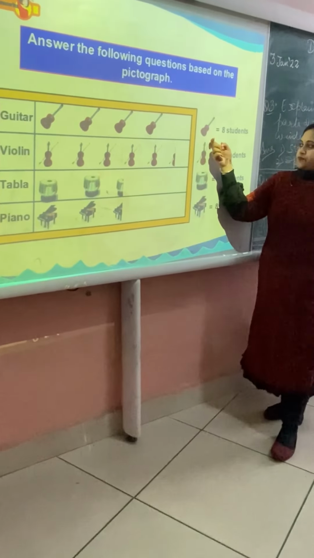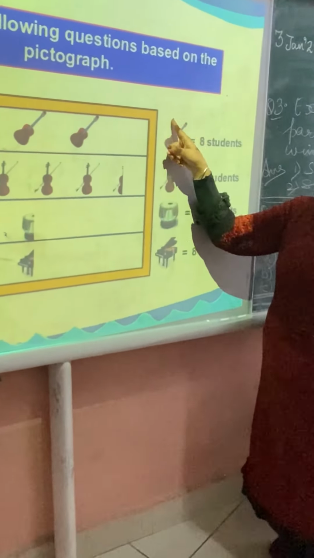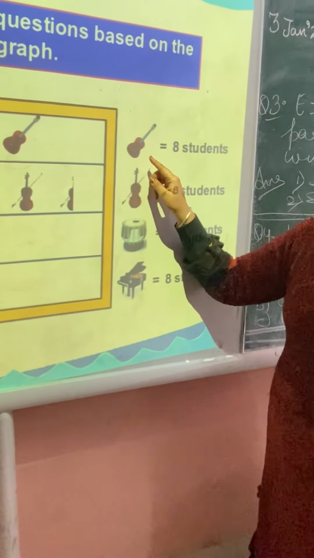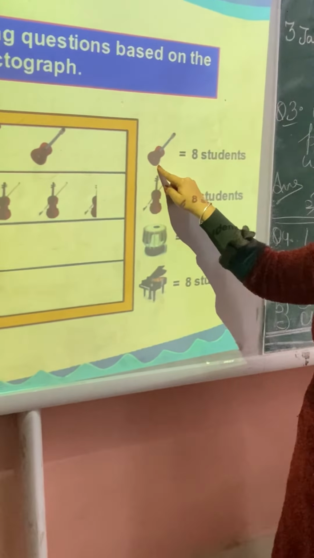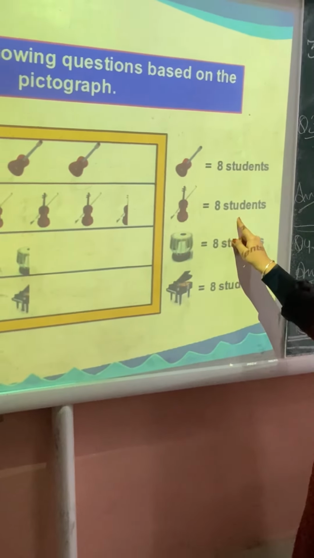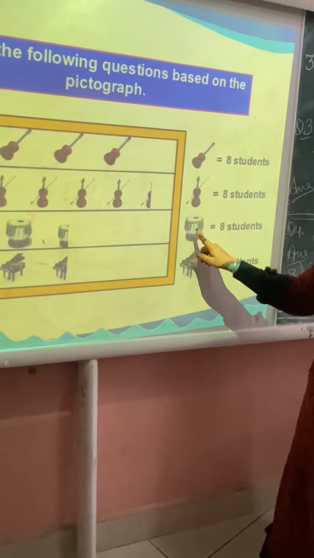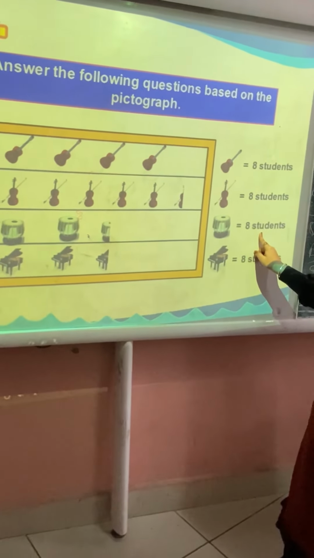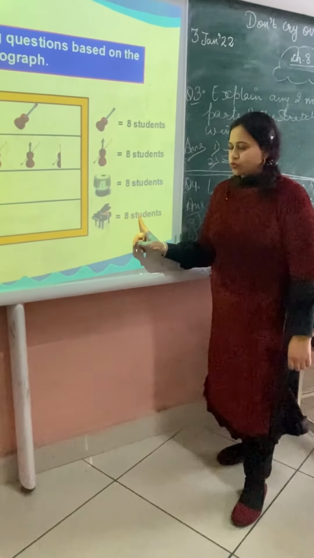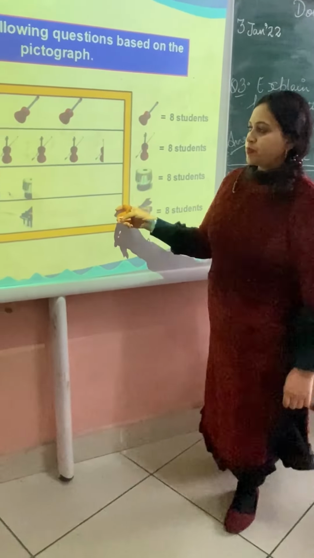Now, look here. Here each item is given a number. So, how will we read it? First of all, one guitar is equal to 8 students. One violin is also equal to 8 students. One tabla is equal to 8 students again. And one piano is also equal to 8 students. So, how will you read this pictograph?